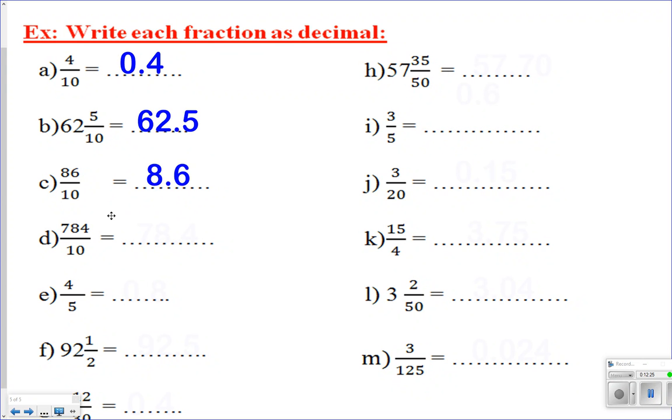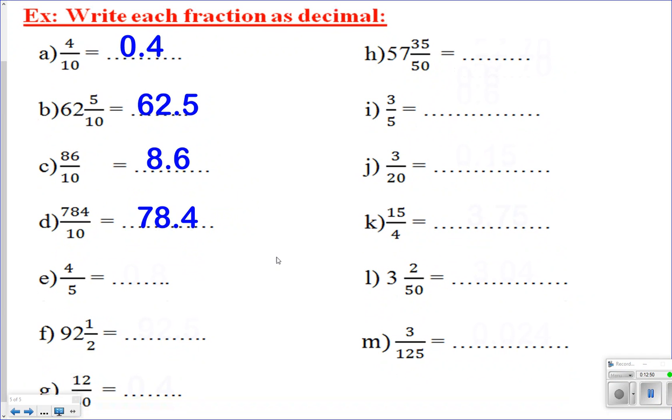Here I have 784. I write 784 as it is. Okay, over 10. Over 10 meaning I'll put the decimal point after just one digit, so after 4, I'll put the decimal point here. The answer will be 78.4. Easy? Okay.